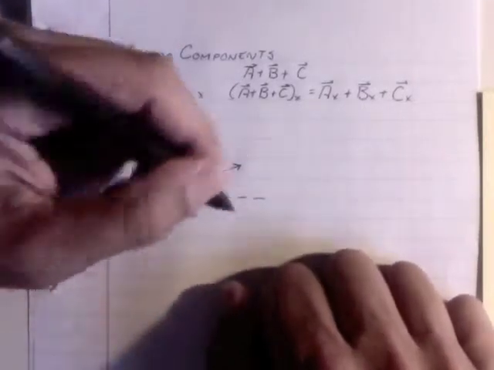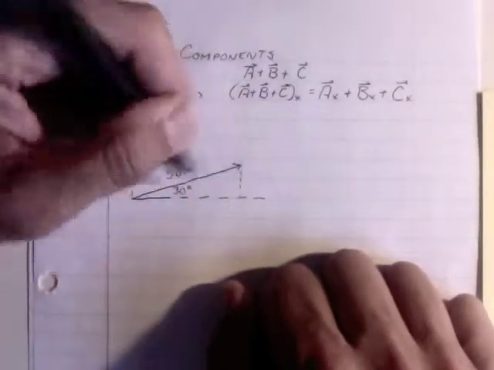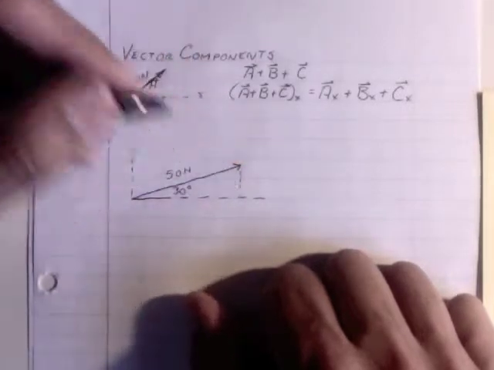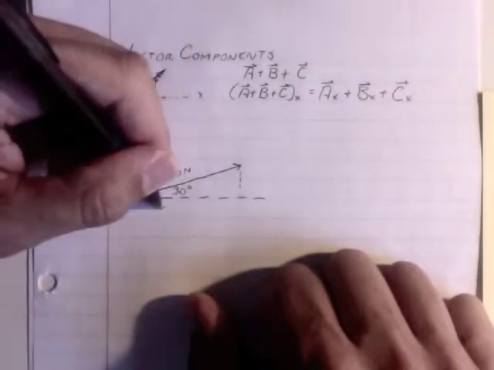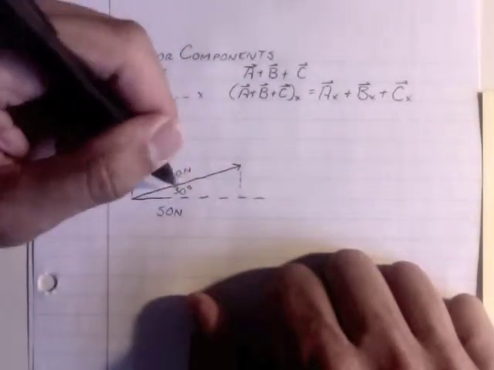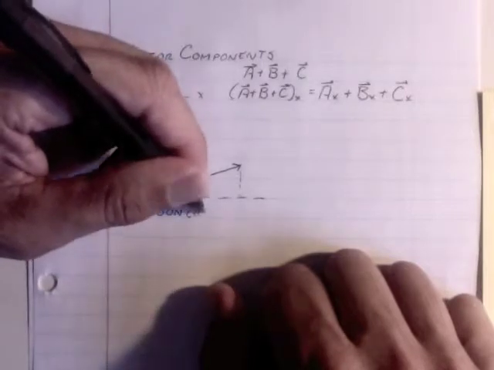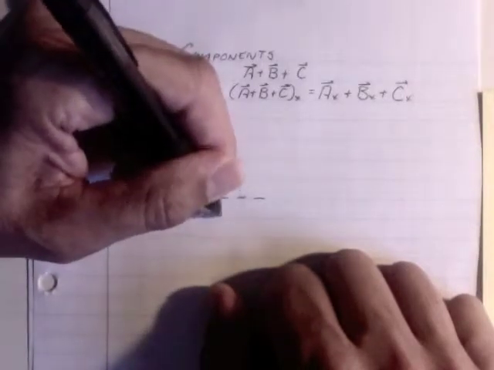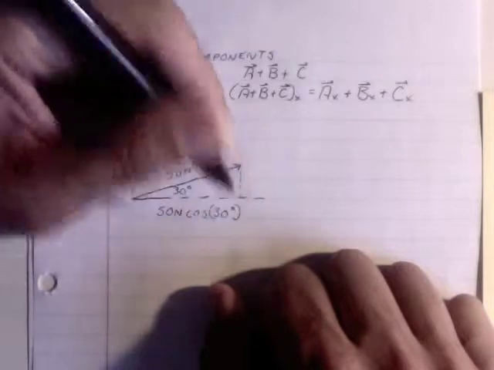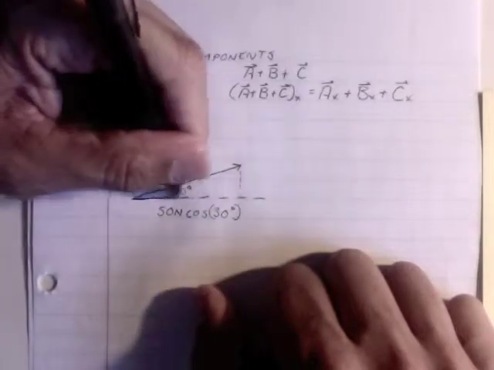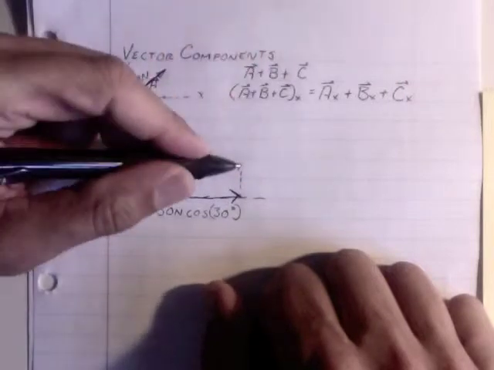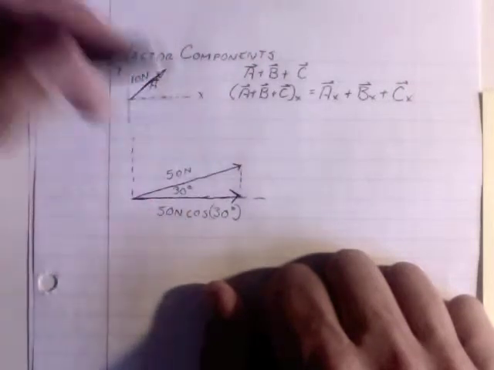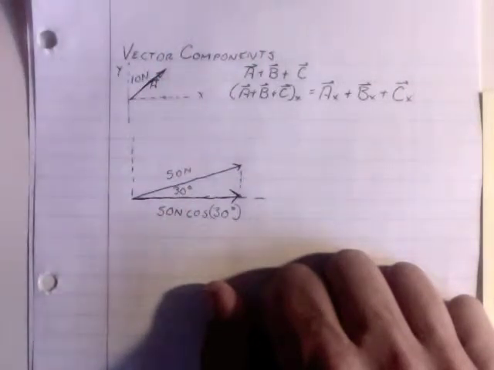Okay, if we want to find out this component, how much it goes this way, all we have to do is use trigonometry. And so trigonometry would tell us that the hypotenuse, 50 newtons, times the cosine of 30 degrees would give us this component, how much it goes this way. And you can see visually, this makes a right triangle.